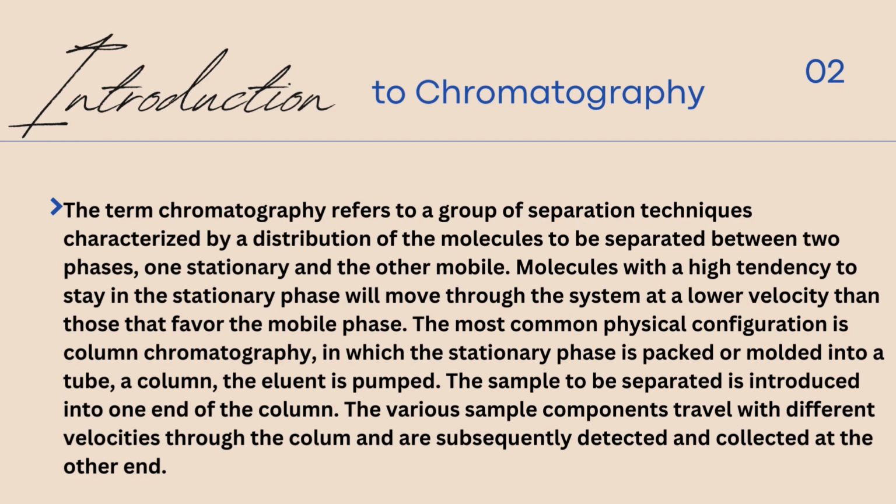Chromatography encompasses a group of separation techniques where molecules distribute between two phases, a stationary phase which they tend to stay in and a mobile phase which they favor. In column chromatography, the stationary phase is packed into a tube column and the eluent mobile phase is pumped through it. Sample components travel at different velocities, ultimately being detected and collected at the other end of the column.